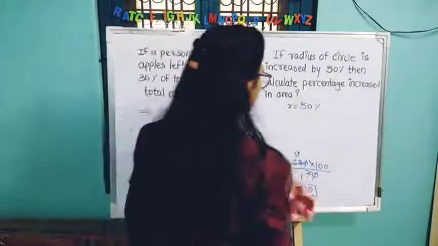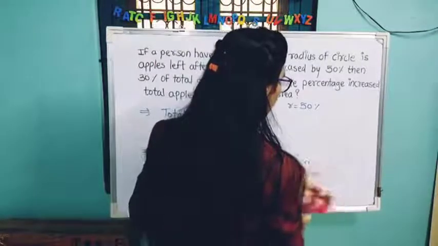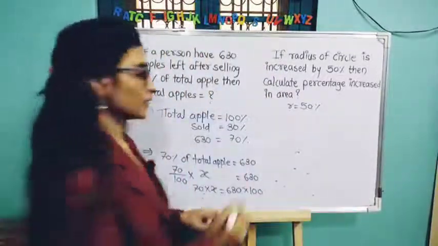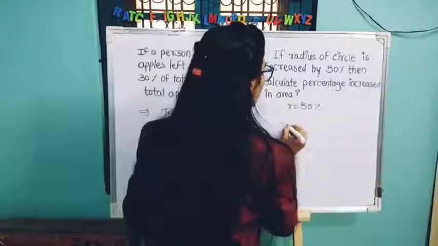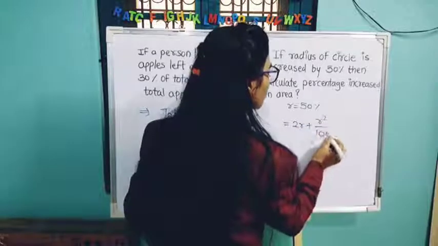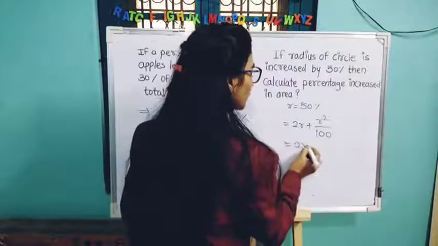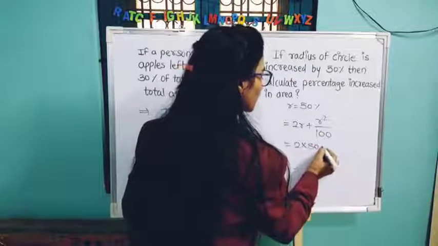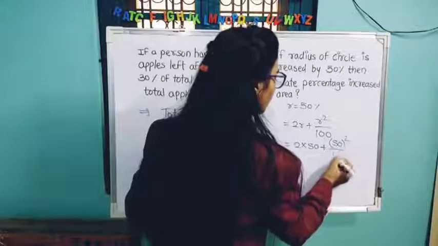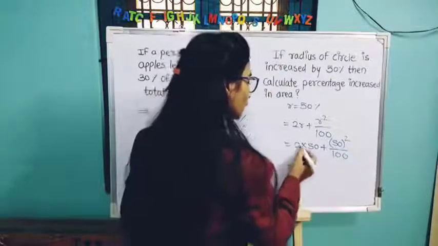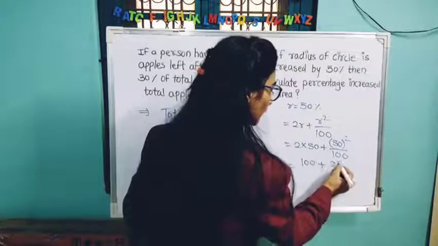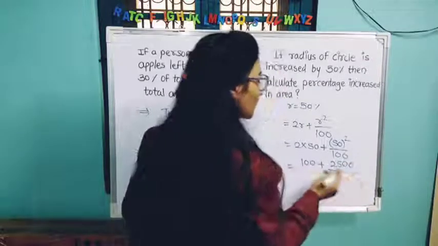2r plus r square upon 100. This is the formula to calculate such kinds of examples. So 2r plus r square upon 100 we have to take. So 2r is equal to 2 into 50, we take the value of r as 50, plus r square is 50 square upon 100. So that is equal to 100 plus 2500 upon 100. You can calculate 50 into 50 to get 2500.